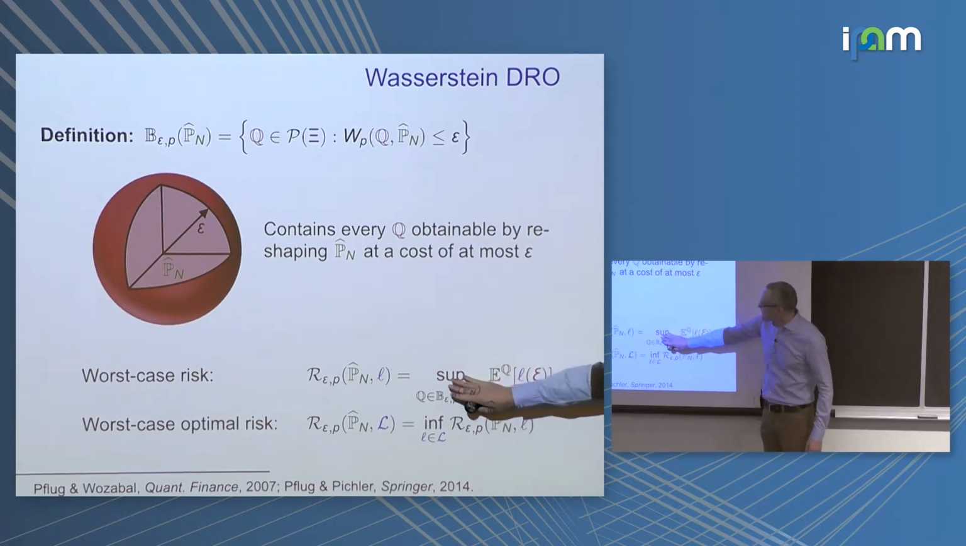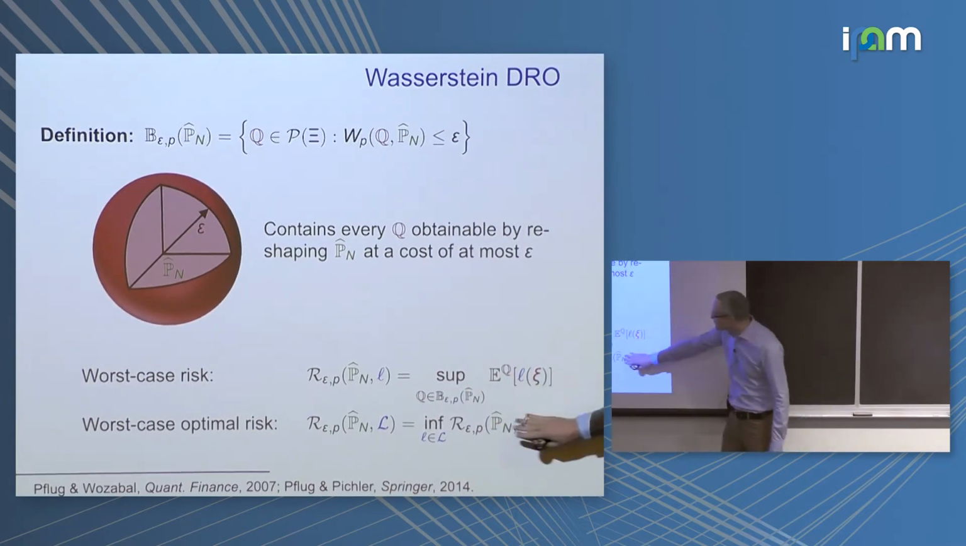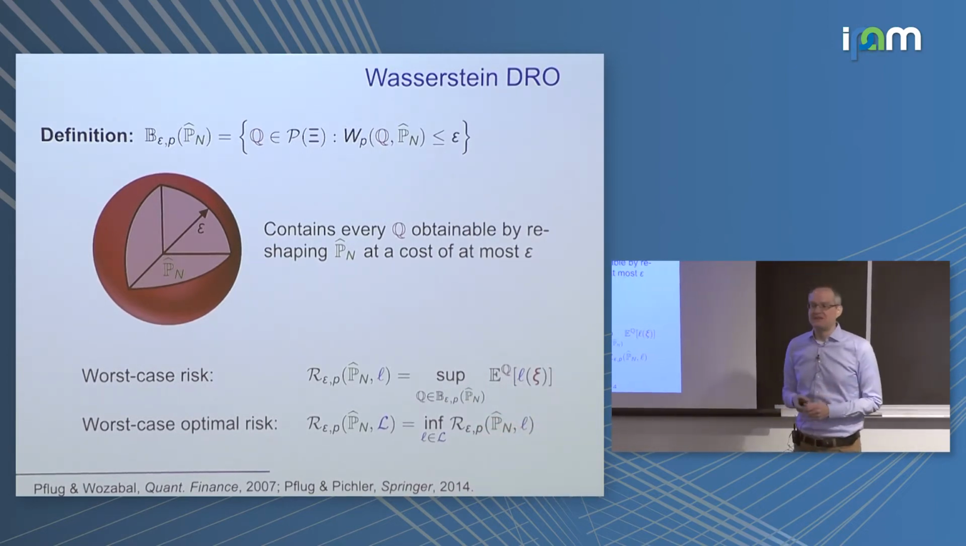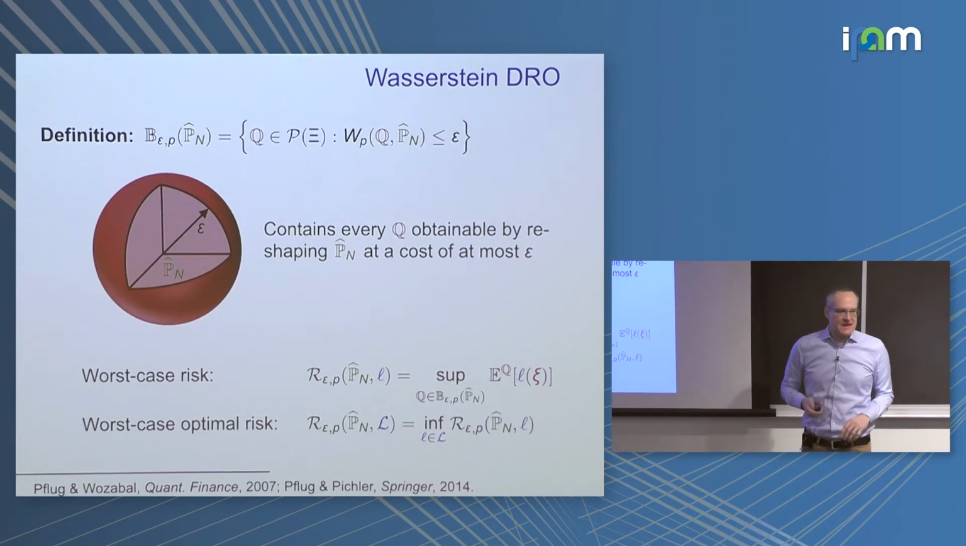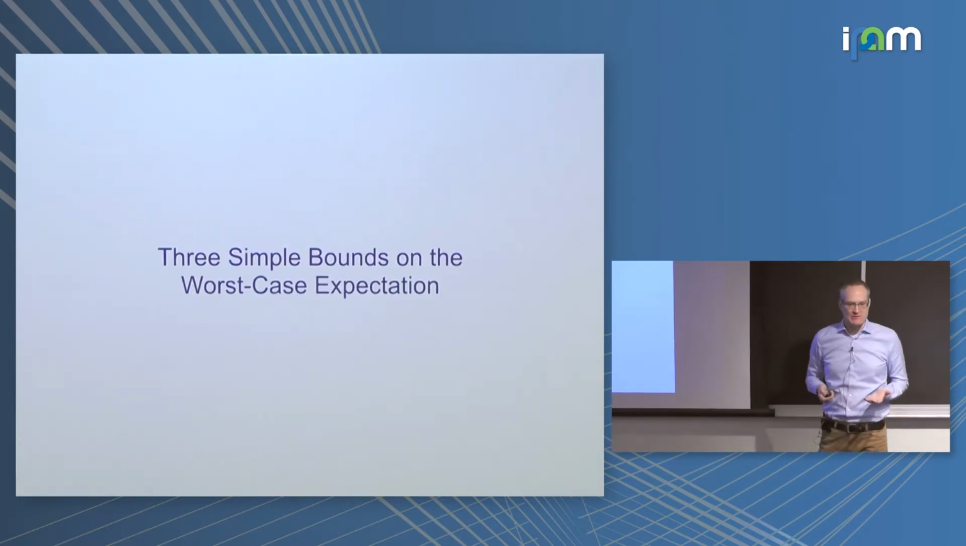So since this is an optimization problem over an infinite dimensional space of distributions, and this is actually a zero-sum game, an infinite dimensional zero-sum game, we might expect that it's difficult to solve these problems exactly, and therefore I'm first going to give you 3 different bounds that should be easier to evaluate.